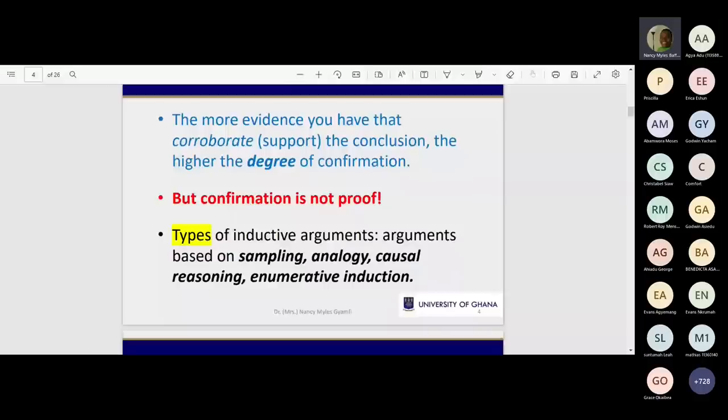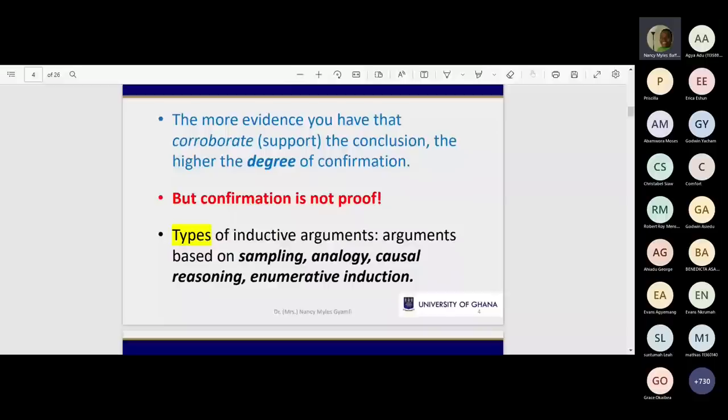Why is it not proof? Because there's always a possibility that I'll find one woman that is not a cheat. And just that one counterfactual, remember Unit 5, the normative versus the empirical, just that one counterfactual will come and negate the hundreds and hundreds of women that I found who cheated. So we don't want to say we have proven.